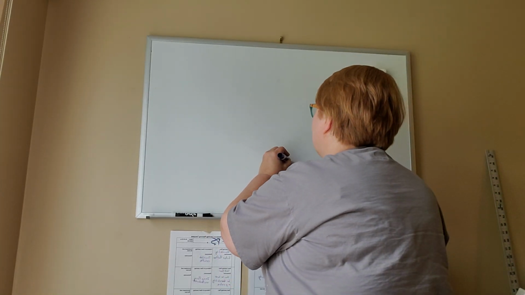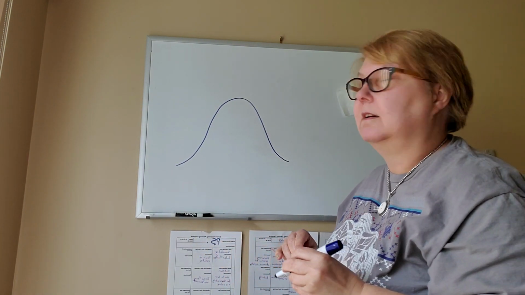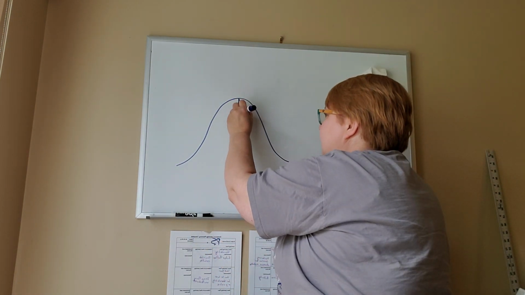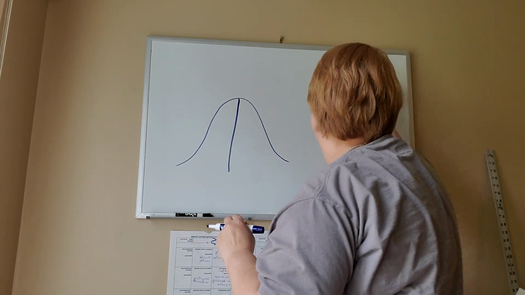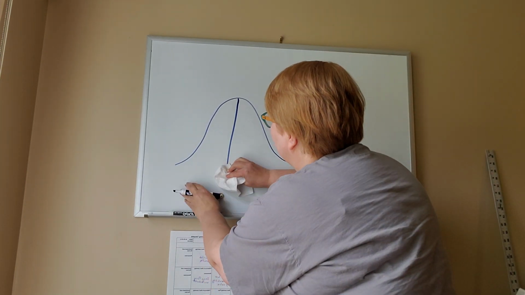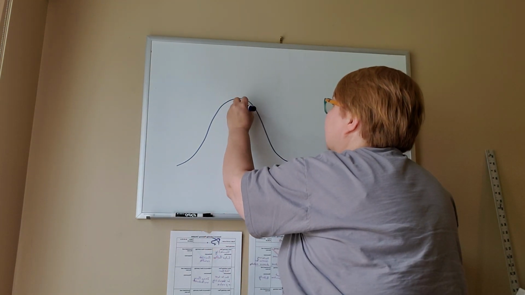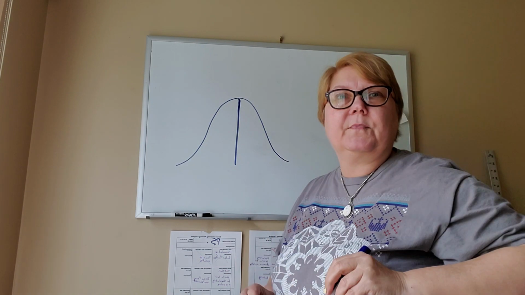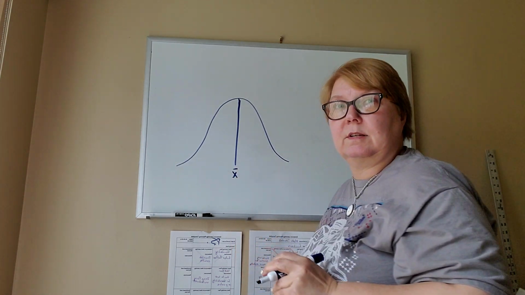Anyway, bell-shaped curves or normal curves have some characteristics. First of all, they kind of look like that. And the mean is in the center. The mean, median, and mode are all in the center. So there we go, that's a little better. So we call that the mean, right? X bar is the mean.